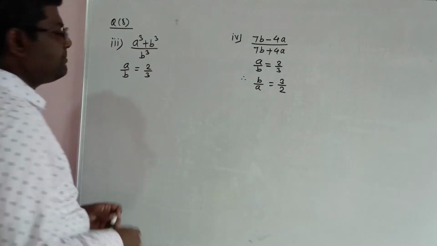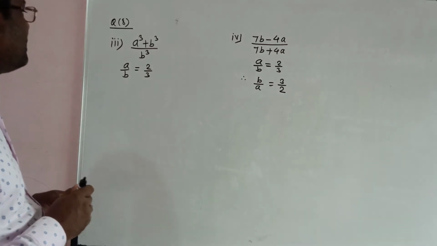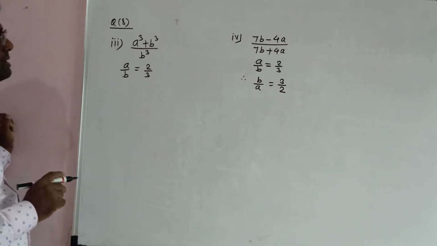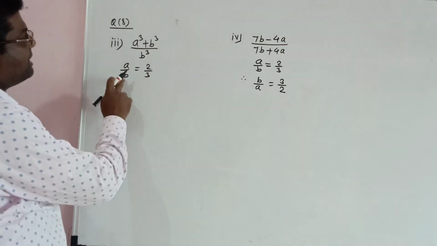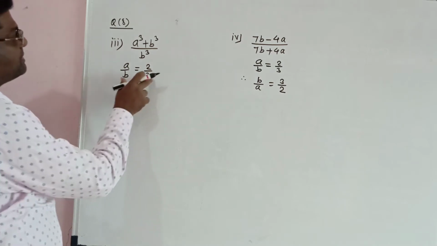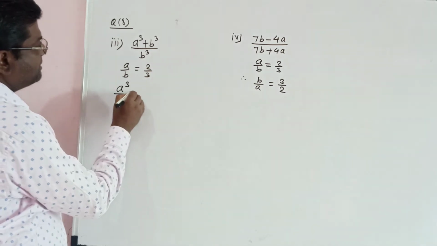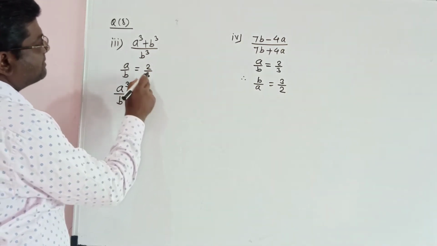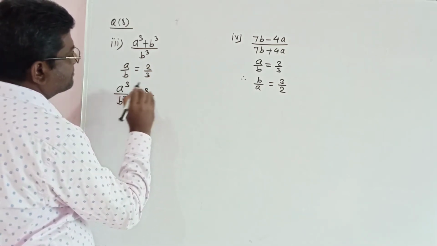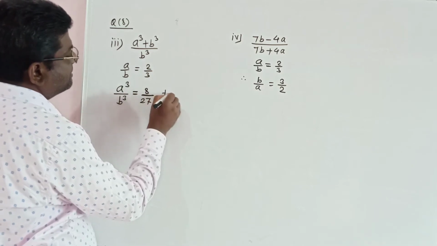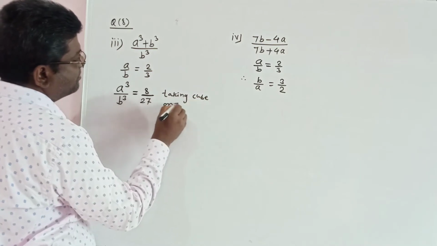Question number 8, example number 3. A cube plus B cube upon B cube, and we have given A upon B is equal to 2 upon 3. In the example, terms of A cube and B cube are there. Therefore, we have to take cube on both sides of this equation. Therefore, A cube upon B cube is equal to 2 cube is 8 and 3 cube is 27. The reason is taking cube on both sides.